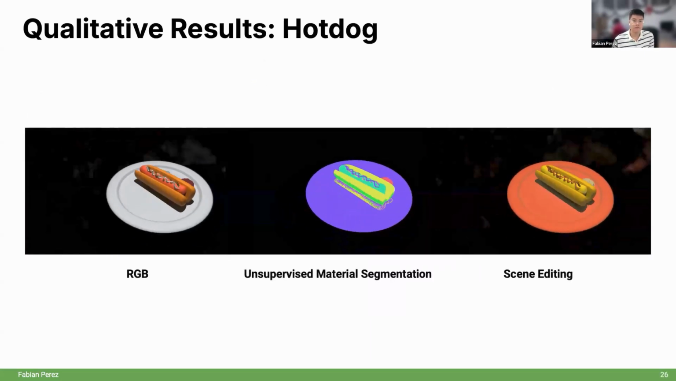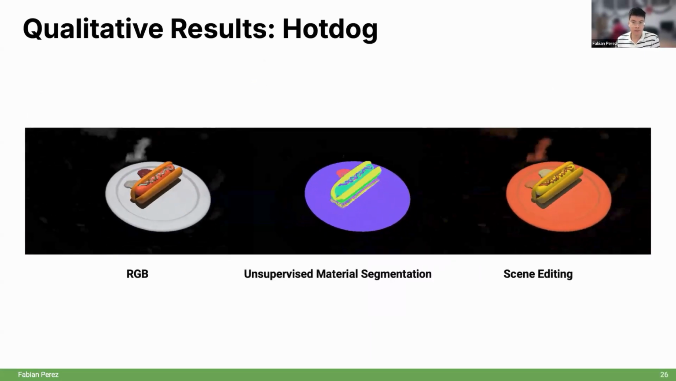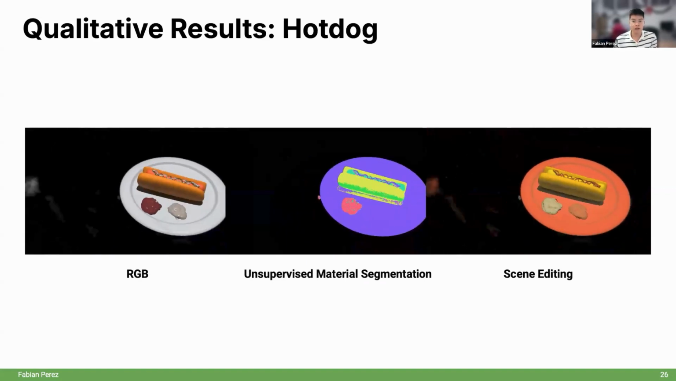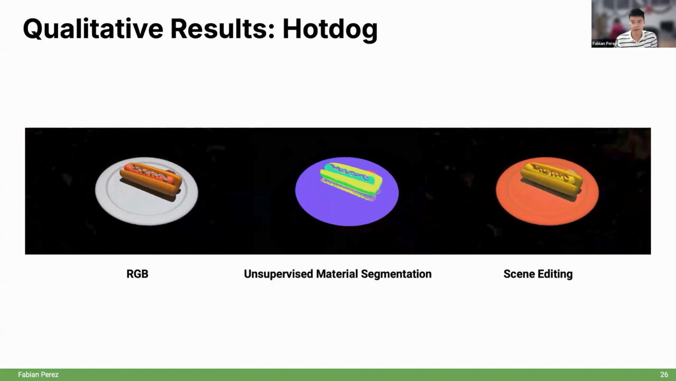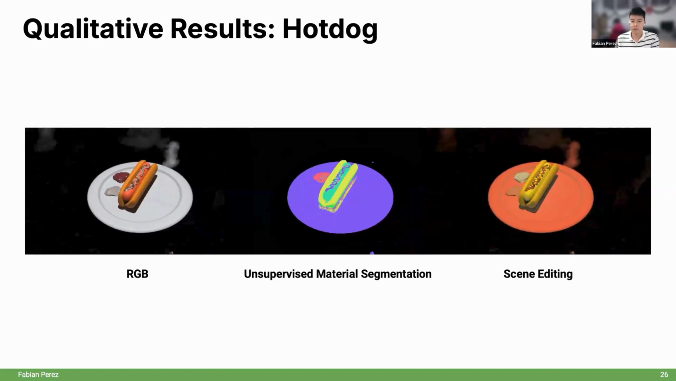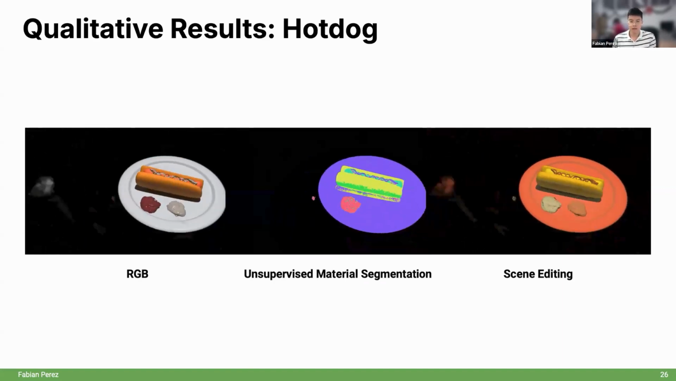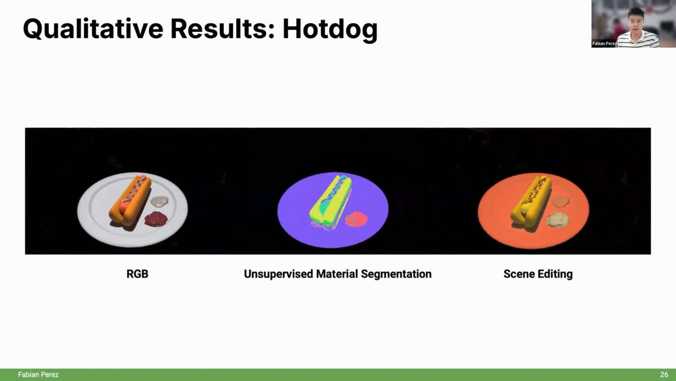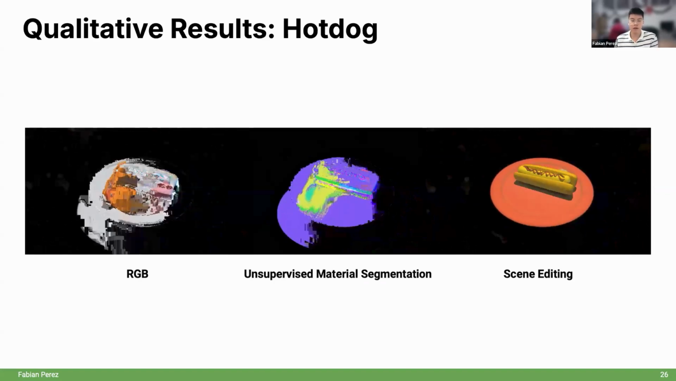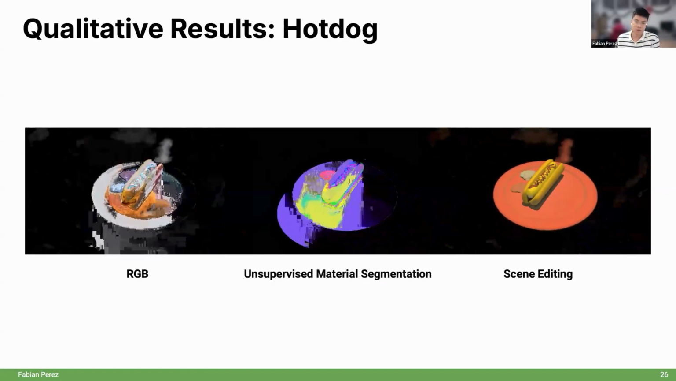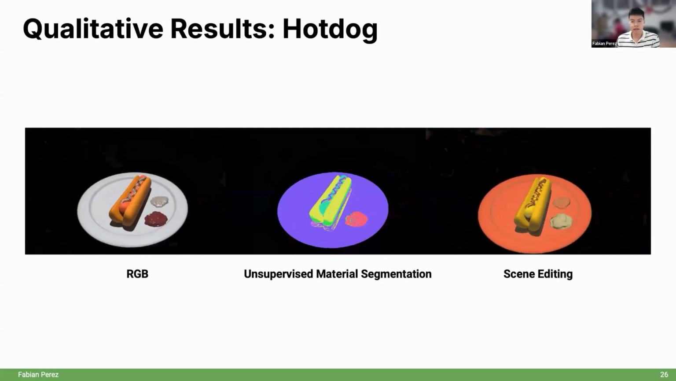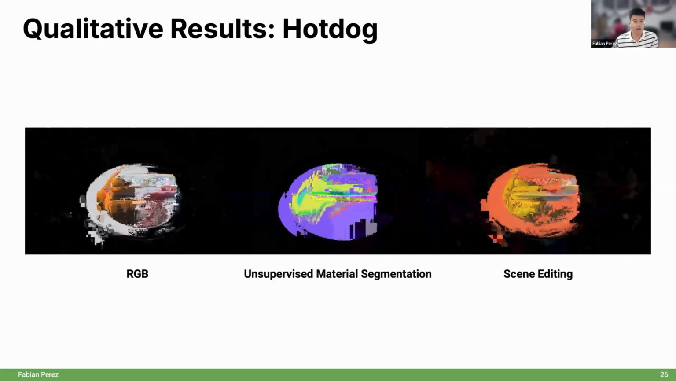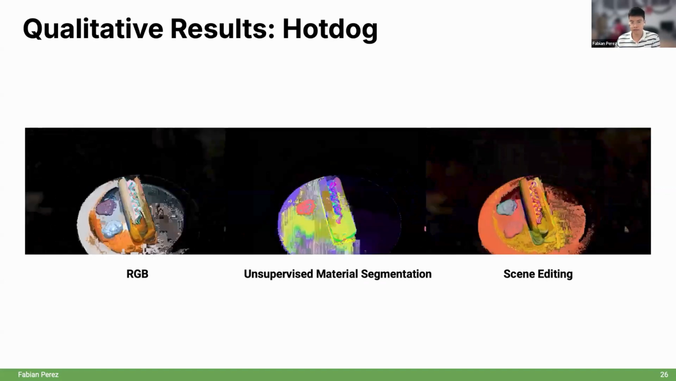Here on the left is a rendered RGB view. In the middle, you see our unsupervised material segmentation obtained directly from the learned endmembers and their recomputed probabilities. So here, no labels were used. And on the right, we do a material-level edit. What we did is change the endmembers in the scene, and the edit propagates consistently across the whole scene.